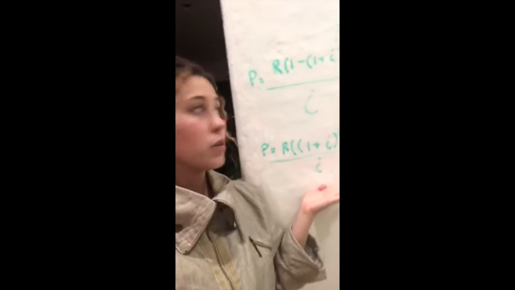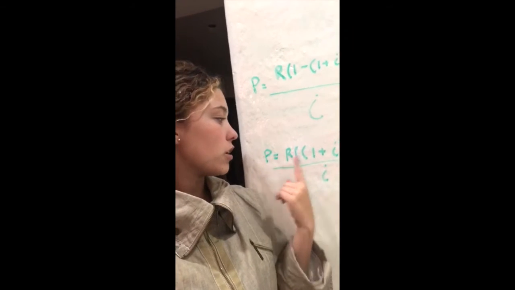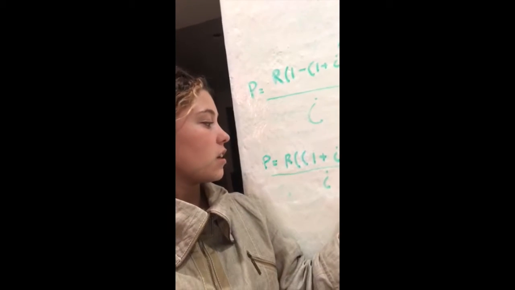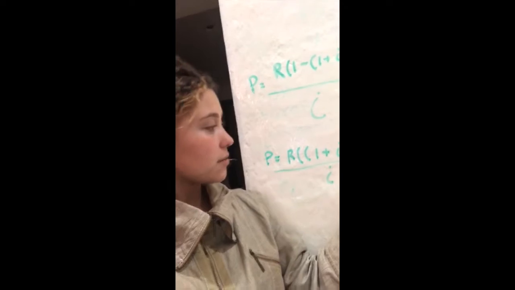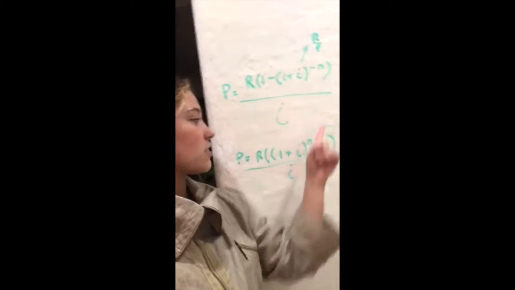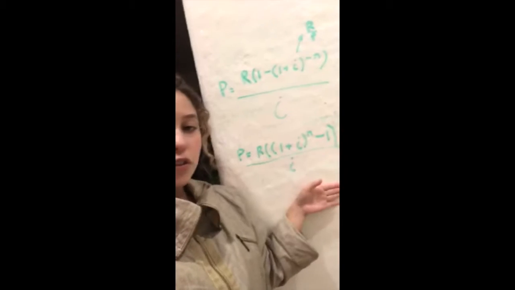Then the future value is similar, but you do R times (1 plus i) to the n minus 1. This shifts it, and this is not negative. Sorry, this is not negative. So, future value, present value.